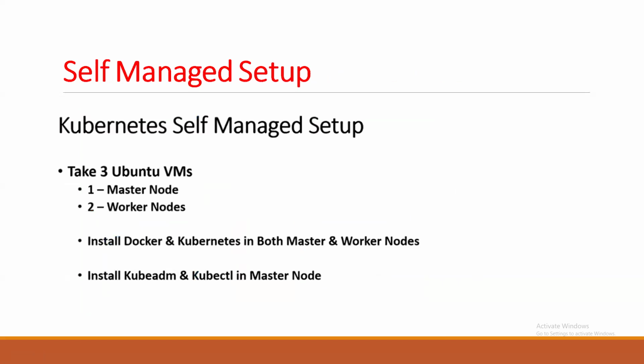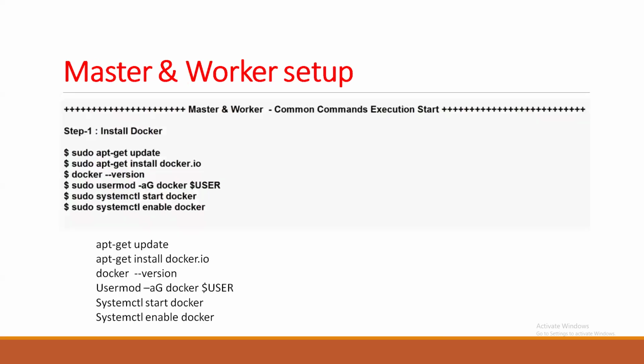So, the self-managed Kubernetes setup. Take three Ubuntu servers. One is the master node and the other two are the worker nodes. Install Docker and Kubernetes on both the master node and worker nodes. Docker must be installed on both the worker nodes and the master node. Then install Kubernetes, and install kubeadm and kubectl on the master node. Yeah, master node and worker node setup.